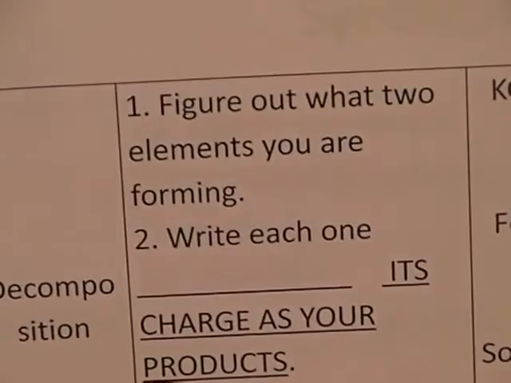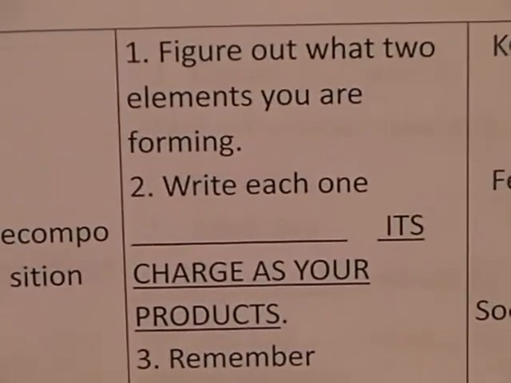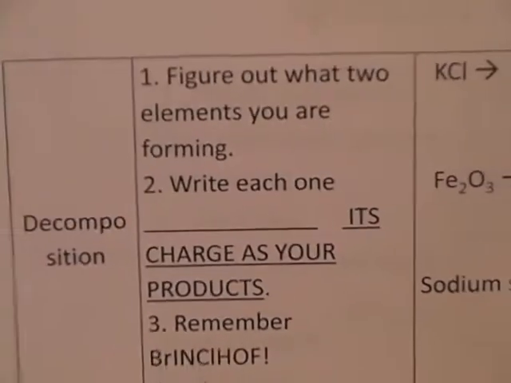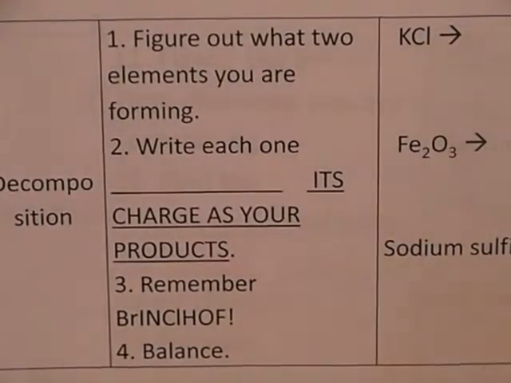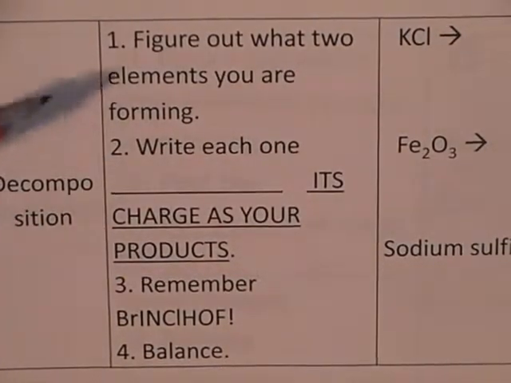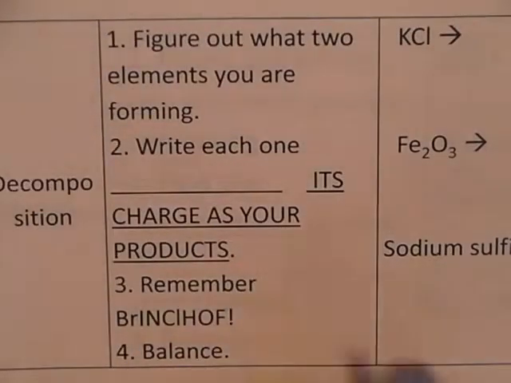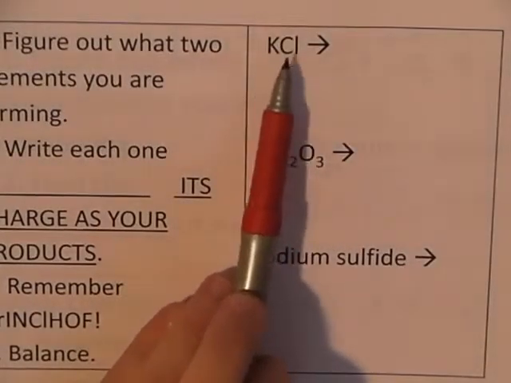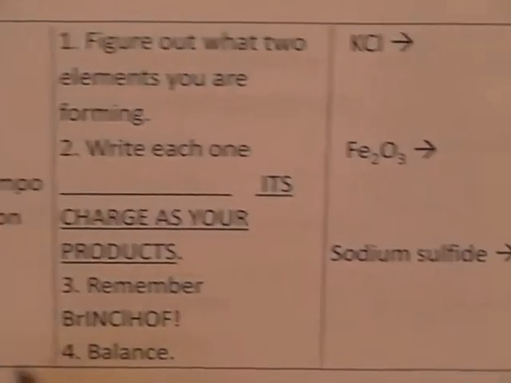Really not bad either. Okay, we're talking about decomposition. So let's go through our steps. I'll zoom out a little so you can see the whole thing, and then we'll do these examples over here. So first one, figure out which 2 elements you are forming. So remember, decomp is just going backwards. In this case, you're going to be given the formula, the compound already made, and you just need to break it down. Really, this is actually easier than synthesis. This is very, very easy stuff.